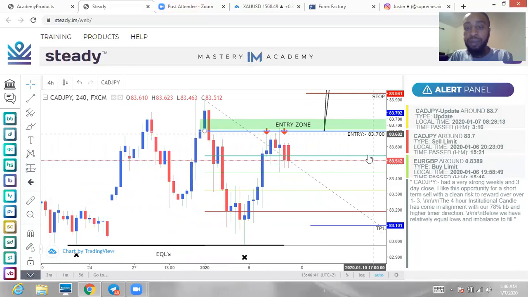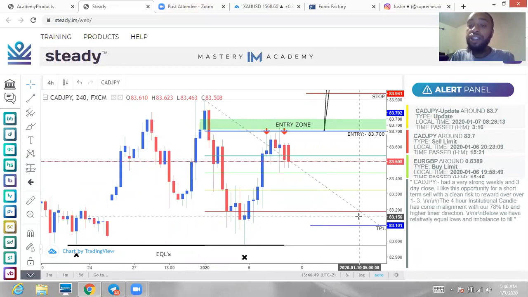Same concept. This will be the entry. This will be the take profit in the blue, 83.101. So that's one way. You can look at it and visually do simple addition and subtraction, assuming that you understand how to get the pip count doing it.